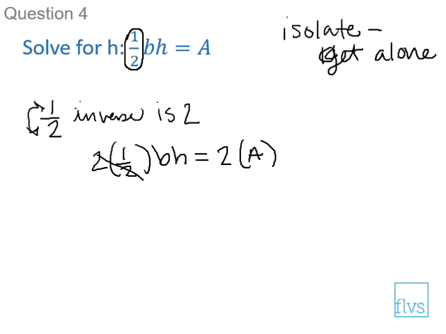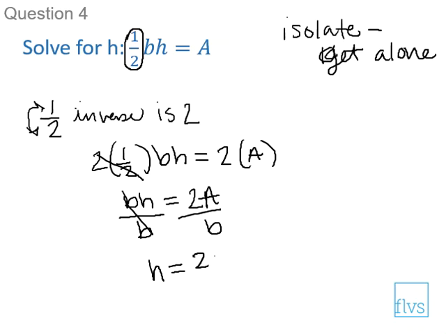Giving us, this cancels, we're left with just a 1, which we can leave out if we're multiplying. All right, and now to solve for h, the only thing left I have is b, and that's being multiplied, so I can divide. So h is equal to 2a over b. And that is our final solution.